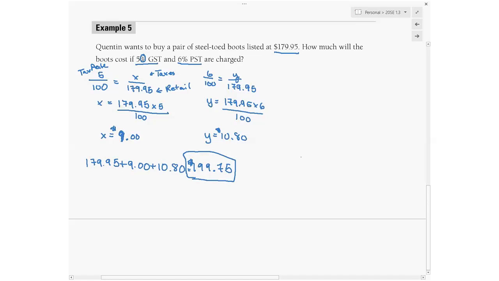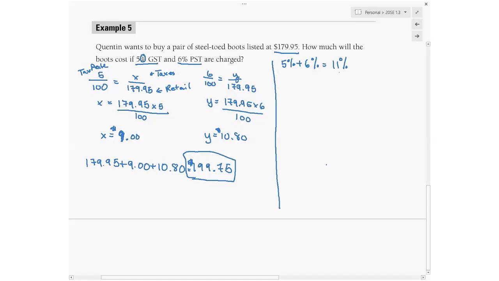Now there's actually a couple of different shortcuts you can take. One is you can add the taxes up together. So 5% plus 6% is equal to 11%. And you can calculate the taxes just like we did here. We could say 11 over 100 is equal to X over 179.95. Figure out what the taxes are and just add them on. Sometimes you'll get a number that's off by a penny because of rounding. So these might both round up and the 11% might not. For the purposes of figuring out approximately how much something's going to cost, not a big deal.